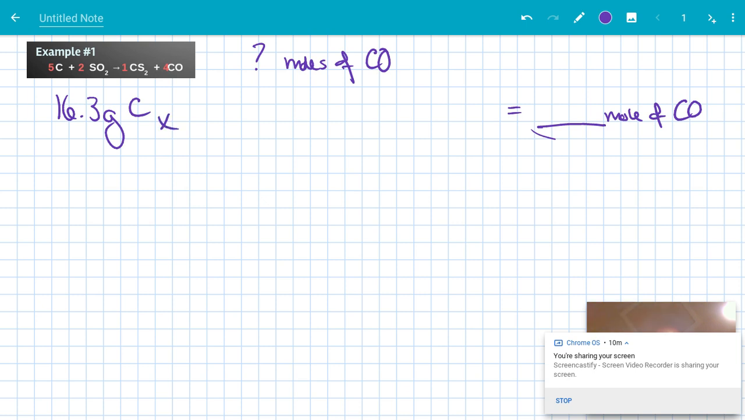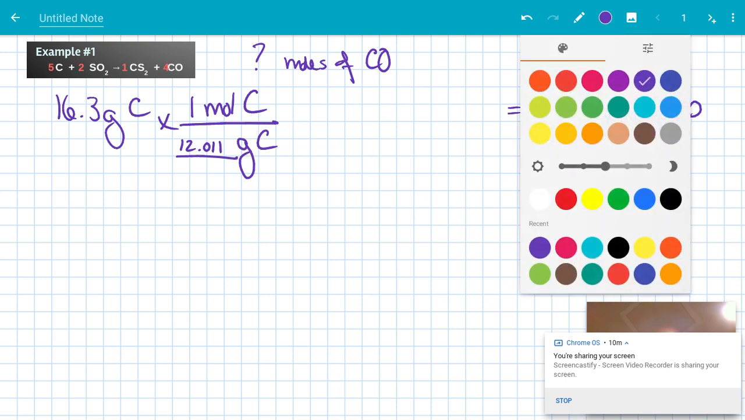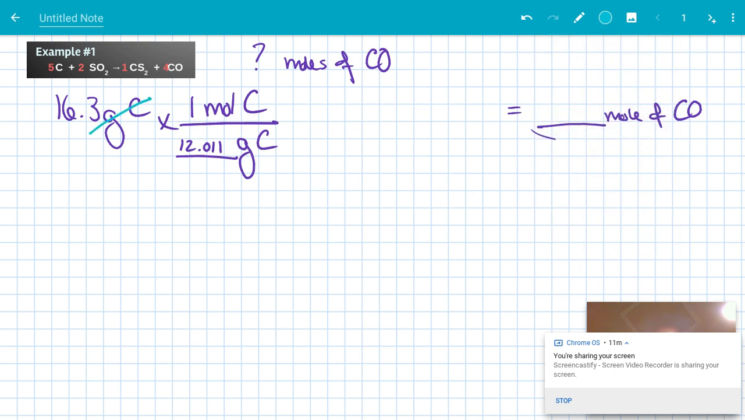Okay, so I'm going to write down my first conversion factor. I'm not sure where I'm going, but I do know I need to put grams of carbon on the bottom because I want to be able to cancel out my grams of carbon. And on the top, I'm going to write 1 mole of carbon. How many grams of carbon are in 1 mole? I didn't bring my periodic table, but fortunately I remember a few of these off the top of my head. So 16.3 grams of carbon. Those two cancel each other out.